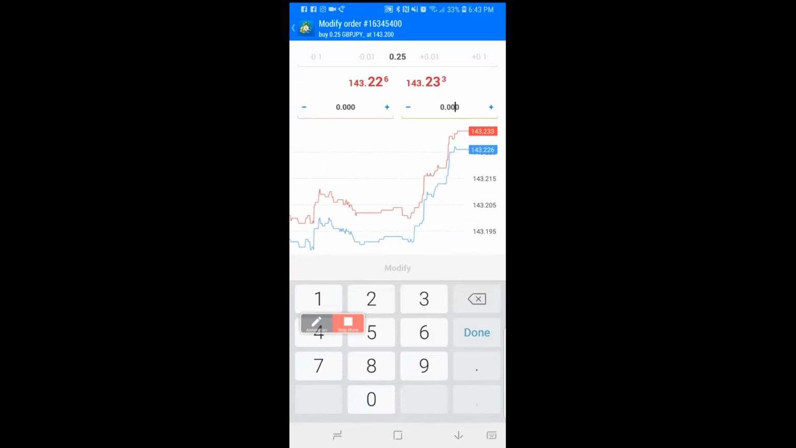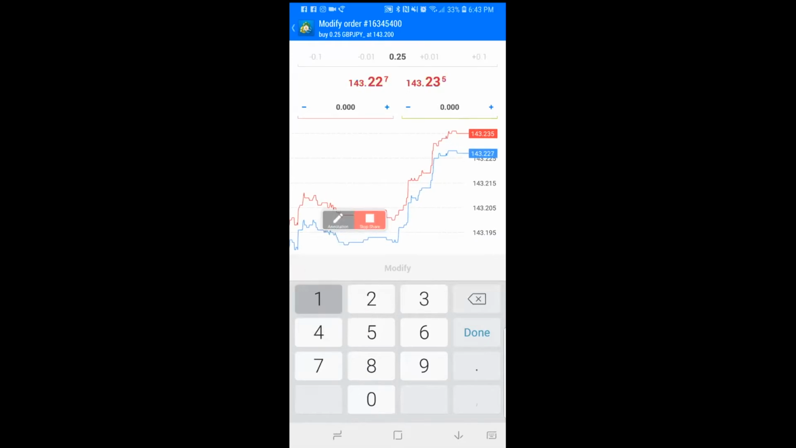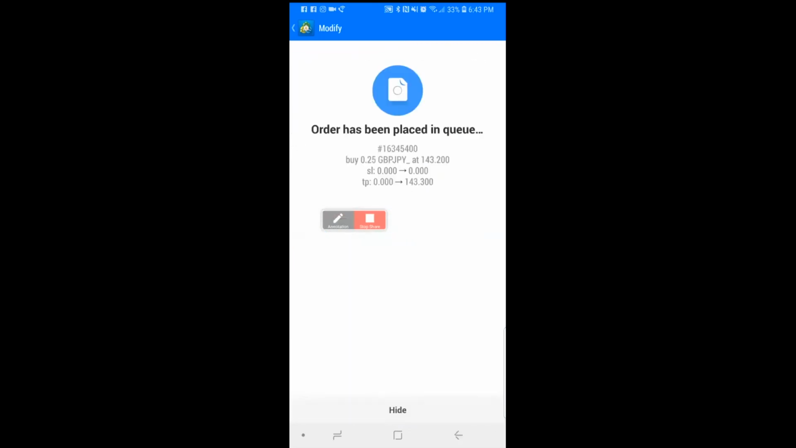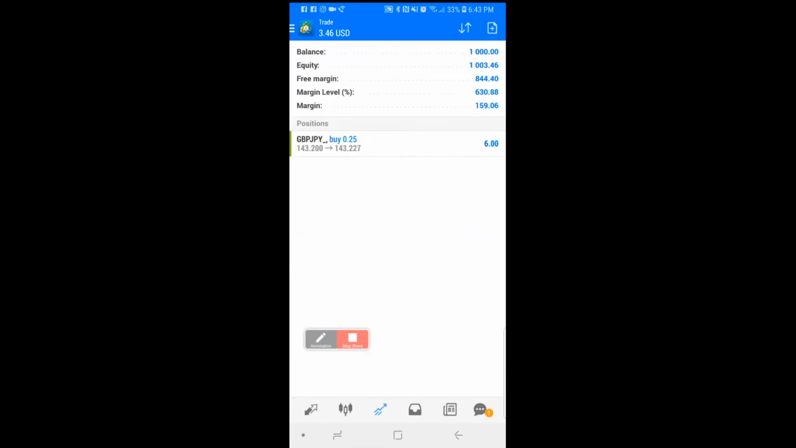There you go. So look at my screen. They put in the chat 143.300 is going to be my take profit. And then you click modify. The order is now modified. Oh, we're making money. All right, so you guys see the TP has that plugged in.